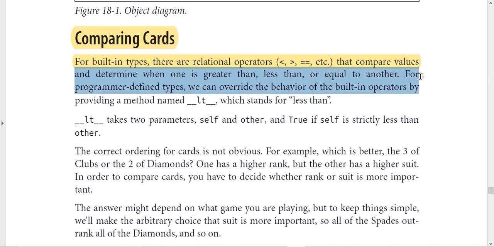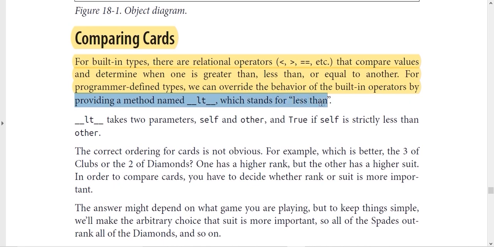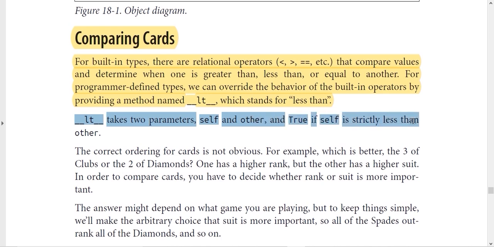For programmer-defined types, that is classes, we can override the behavior of the built-in operators by providing a method named underscore underscore lt underscore underscore, which means less than. This lt method takes two parameters, self and other, and it returns true if self is strictly less than the other object.